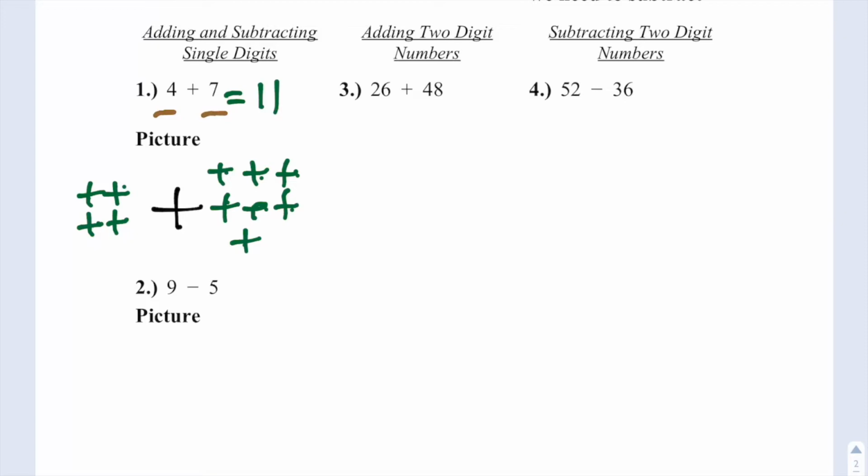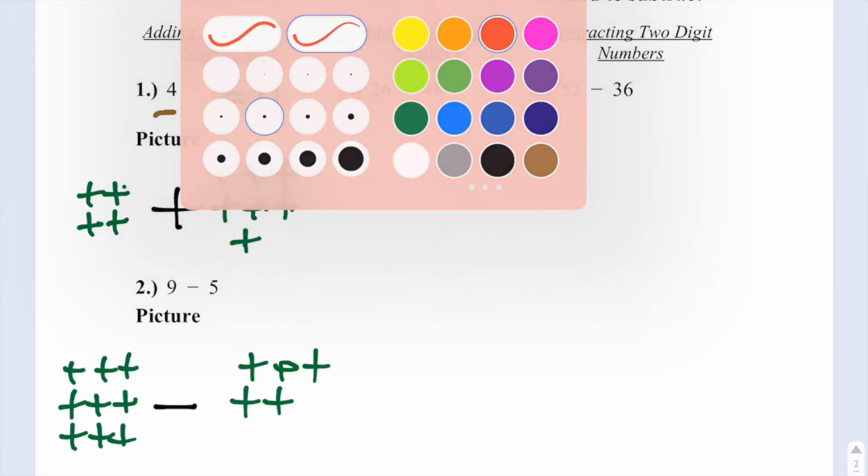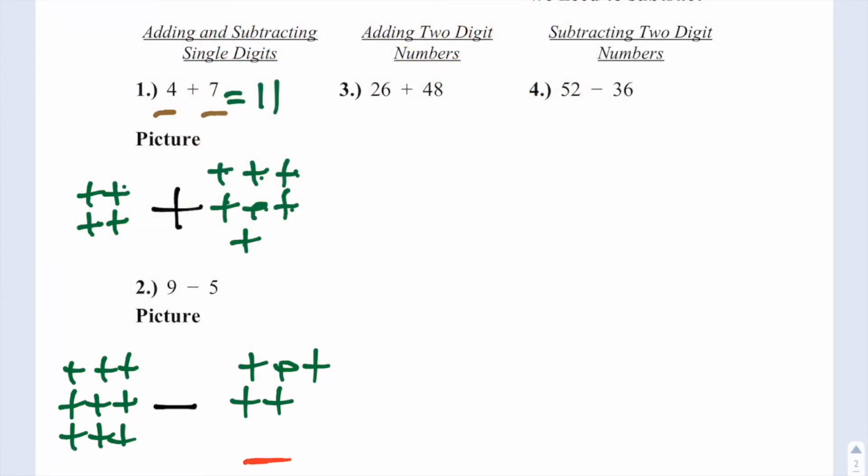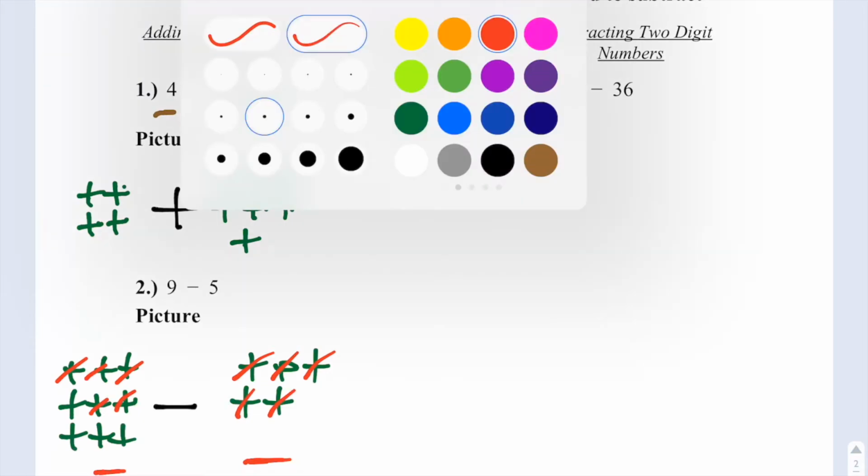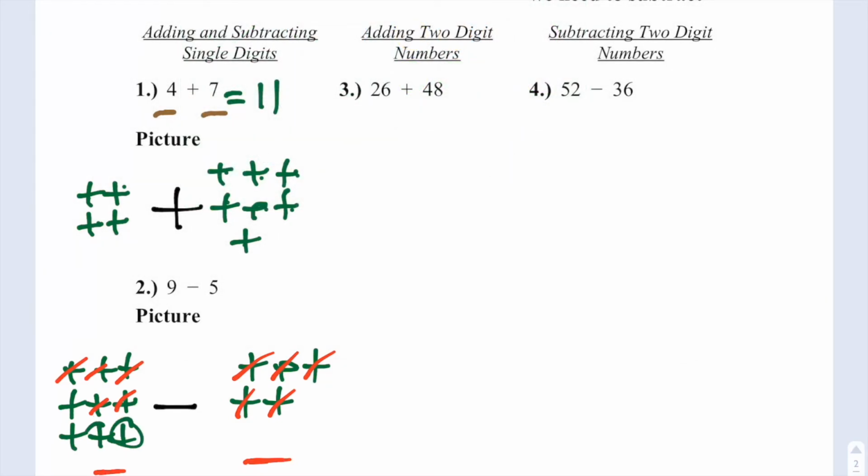Similarly, if we come down here to number 2 and we put the negative sign, and on one side we put 9 positives, and on the other side we put 5 positives, the negative sign is telling us to take this many positives away from this many positives. So 1 for 1, 2 for 2, 3 for 3, 4 for 4, 5 for 5, and as you can see, that leaves us 1, 2, 3, 4 positives. So our answer would be 4.